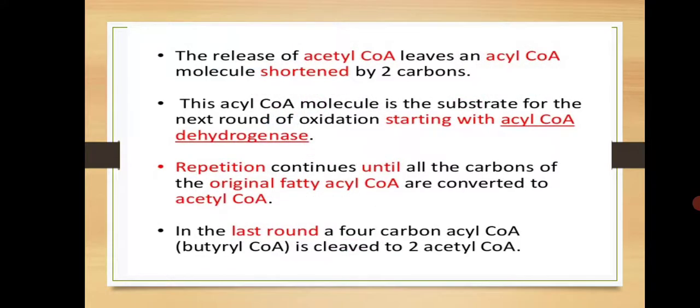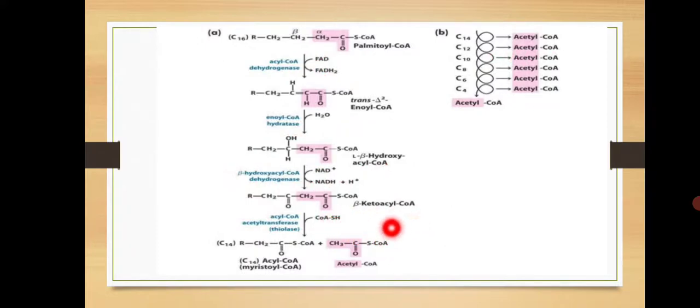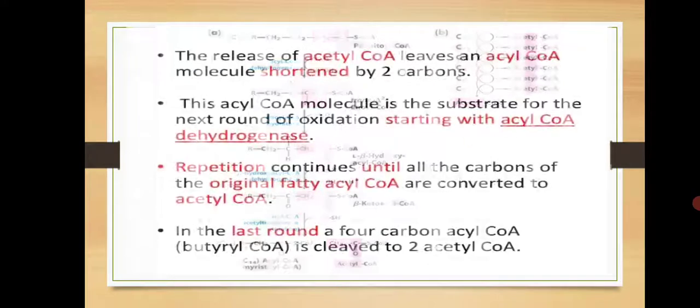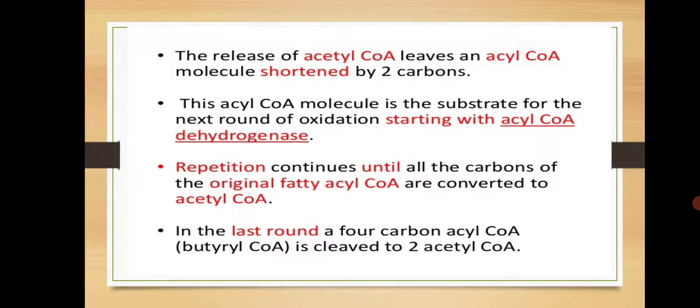Okay, so that is the overview about the degradation or beta fatty acid oxidation. So release of acetyl CoA leaves an acyl CoA molecule shortened by 2 carbons. दो यूनिट्स ये बाहर रिलीज होते हैं. Okay, and this acyl CoA molecule is the substrate for the next round. यही जो acyl CoA release होता है, it is reused for the second cycle. हर बार पहली और second stage करना ज़रूरी नहीं है. Starting with an acyl CoA dehydrogenase.